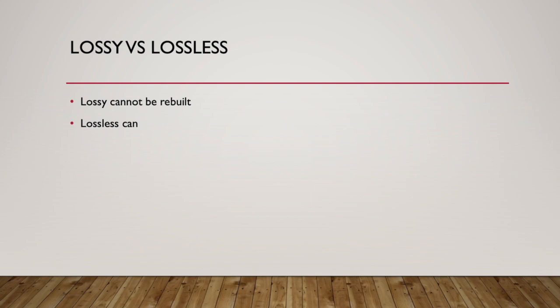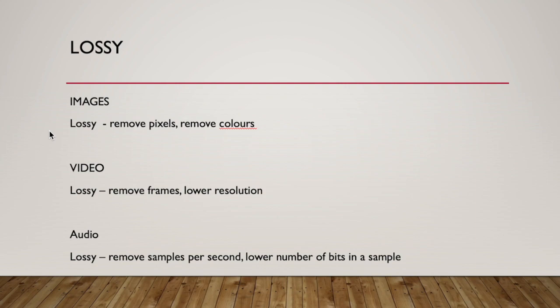Okay? Lossy methods. If you're compressing an image, you might remove pixels. You might remove colors. In a video, you might remove the frames. So instead of 60 FPS video, we might have 30 FPS video.